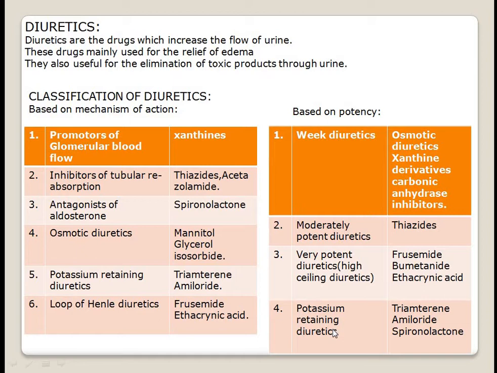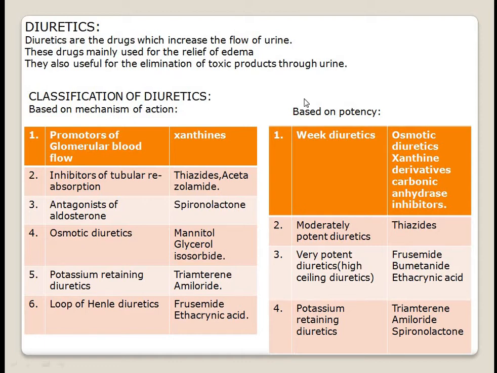First we have to remember this classification. First we have to remember the drugs. After remembering, if we know the mechanism of action, where it shows its action, it will be easy. And how strong or how weak these drugs are is based on the potency, which is included here. This is all about the diuretics classification based on mechanism of action and potency.